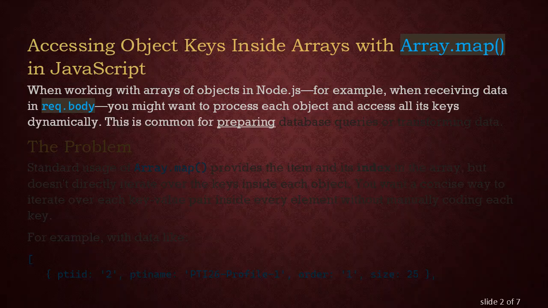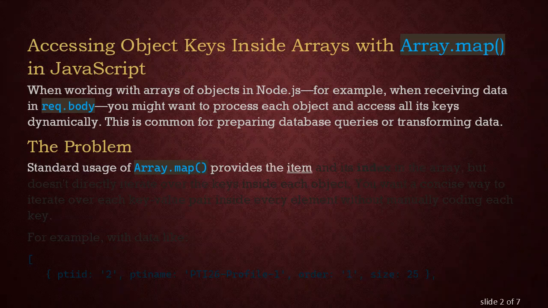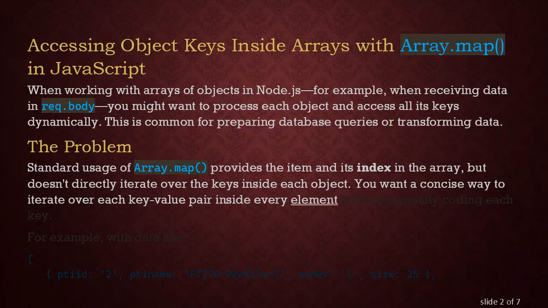This is common for preparing database queries or transforming data. The problem: standard usage of Array.map provides the item and its index in the array, but doesn't directly iterate over the keys inside each object. You want a concise way to iterate over each key value pair inside every element without manually coding each key.